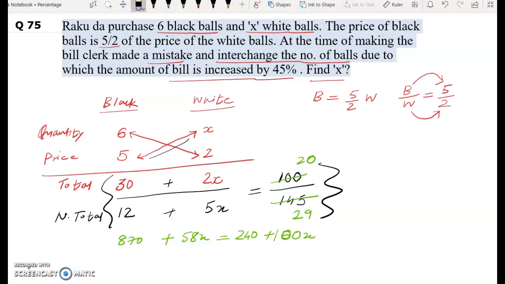This is 100. Now 100 minus 58 will be 42x is equal to 870 minus 240. 870 minus 240 will give us 630. 7 6 are 42, 7 9 are 63. Now 6 into 15 is 90. So our x will be how much? 6 into 1, 6 into 15. So x is how much? 15. So our answer is 15 number of white balls.